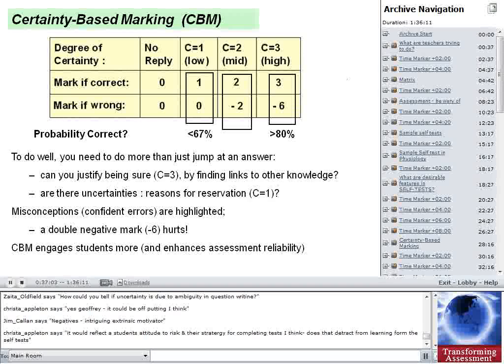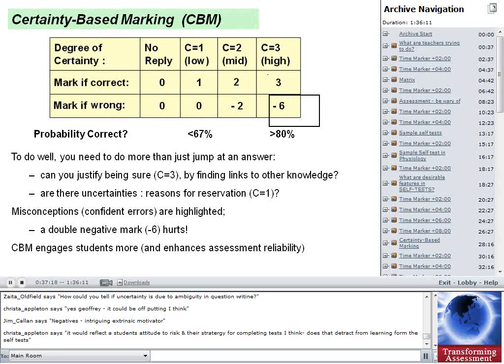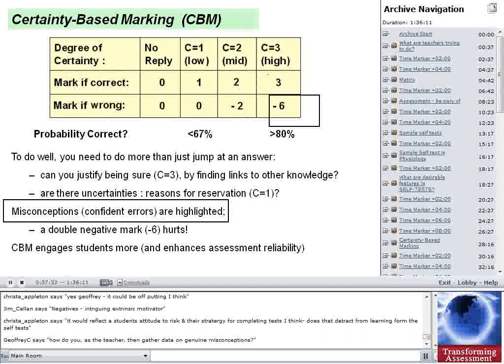Shall I carry on and talk just about this business about misconceptions? Because one of the other qualitative things about this is what happens when the students do get this -6. If they've expressed confidence for something that they've put down and they get marked wrong, then this is usually indicating that they have a misconception. They really thought something was true, which is not true, and they are woken up, if you like.